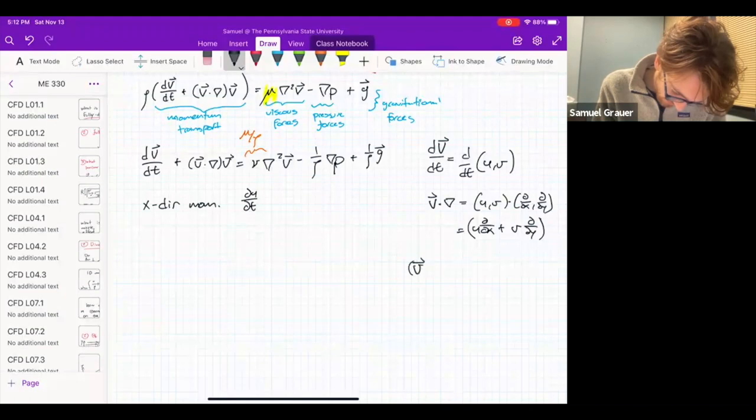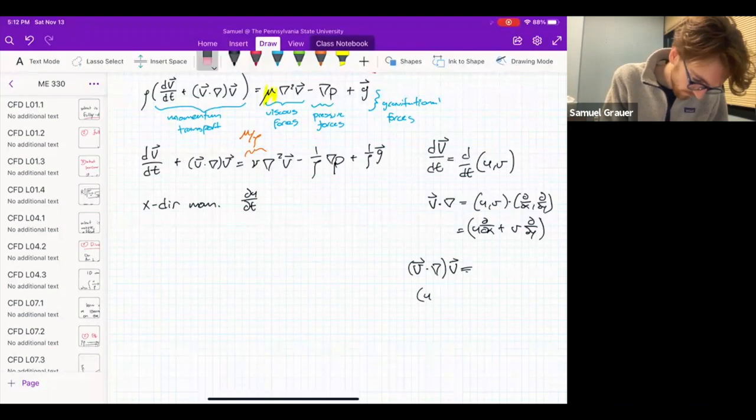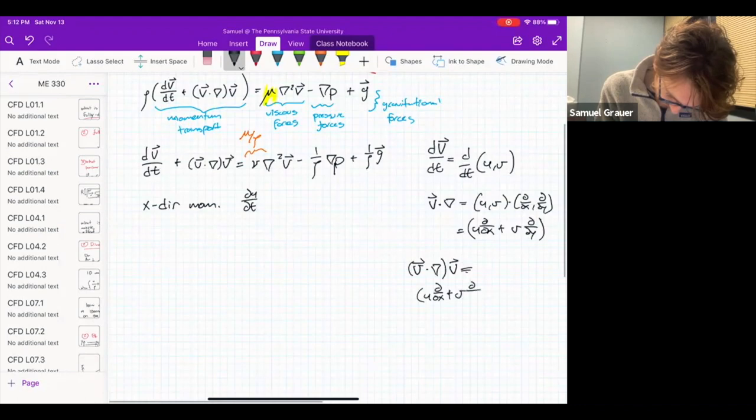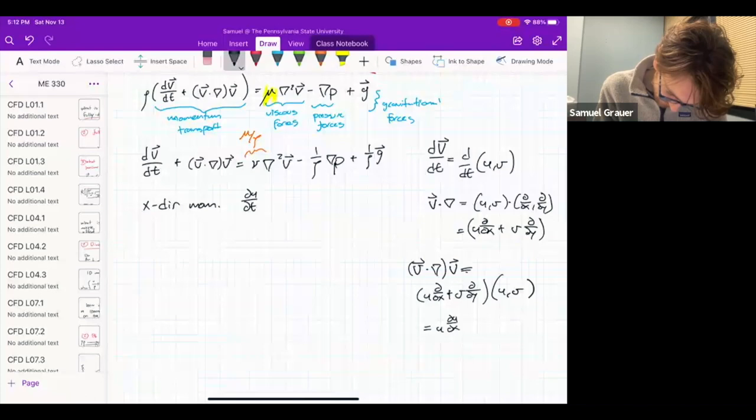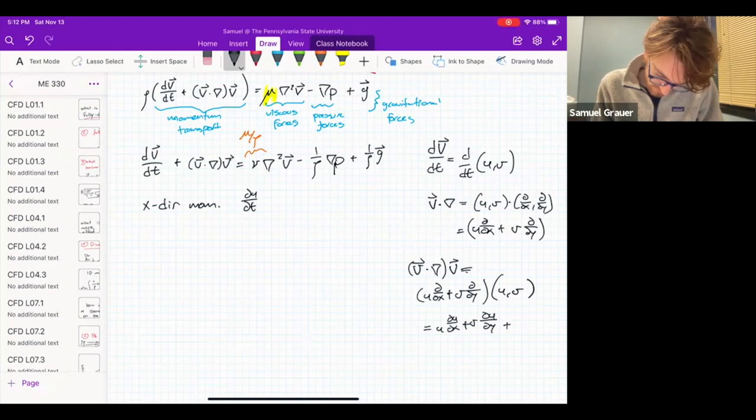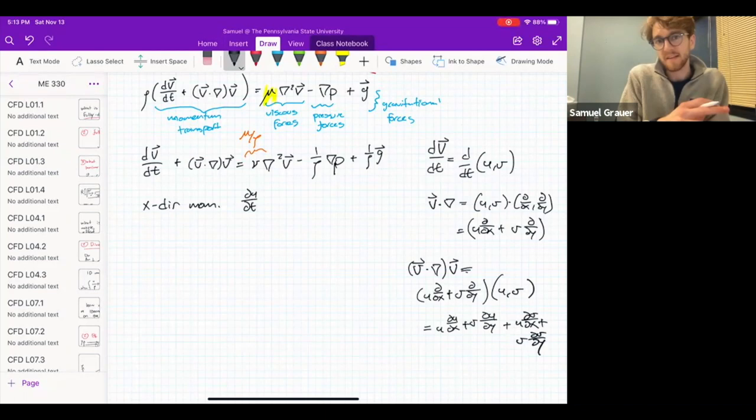So if we have v dot del times v, that is like saying that we have u di x plus v di y multiplied by u and v, which is equal to u di x plus v u di y, and then plus u di x plus v di y. So again, we're just going to want to collect the components from that procedure that end up in the x direction momentum.